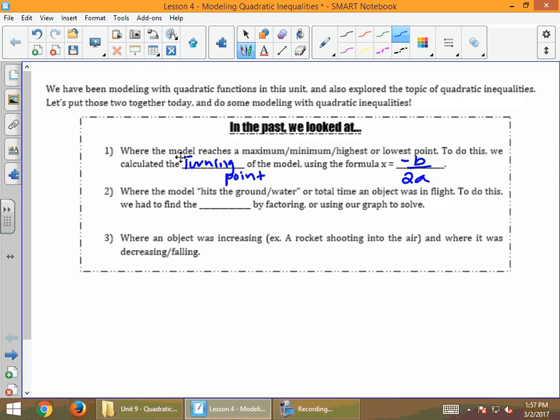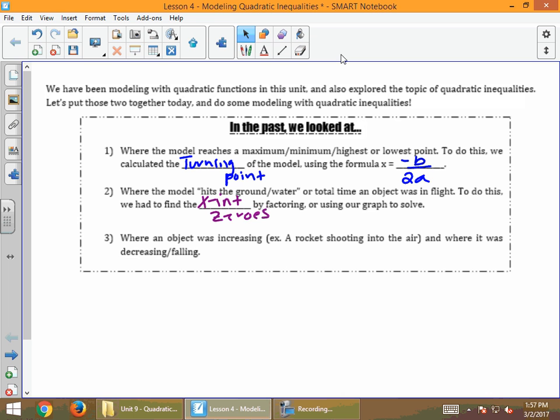If we were asked when the model hits the ground or hits the water, what part of the graph are we generally trying to find? Zeros. Yeah, the zeros are the x-intercepts. Very good. X-intercepts are zeros. And we generally do this by factoring. If it's not factorable, you use the graph if you're given the graph, or your calculator. And a third thing we looked at was where an object was increasing and decreasing. Okay, questions over that section?